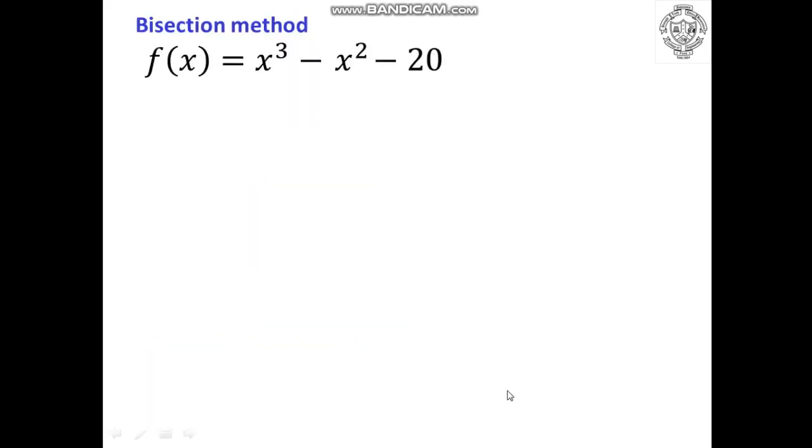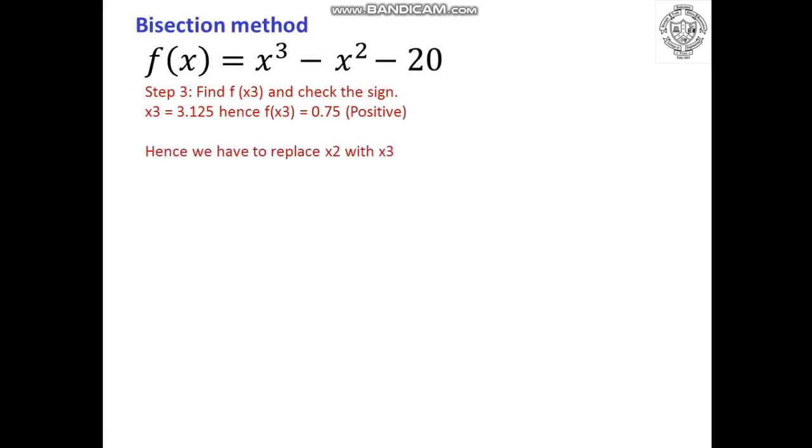So the next step will be to find f of x3 when x3 is 3.125. You can see that f of x3 is 0.75, which is positive. So now replace this x2 with x3. There is a sign change happening on the other side of the bracket or the midpoint, hence we have to replace x2 with x3.